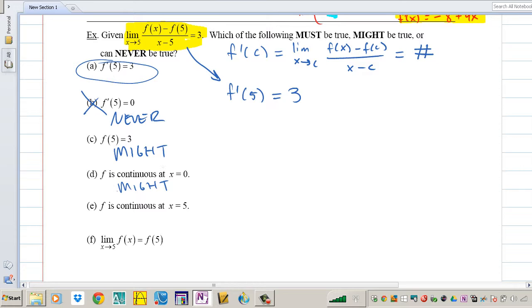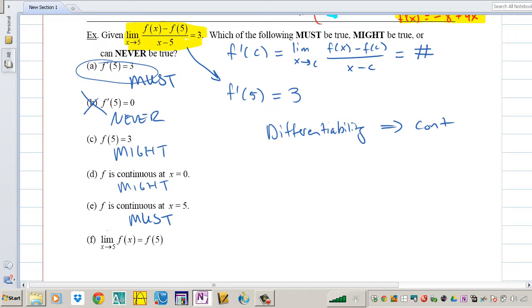Okay, and letter E says f is continuous at x equals 5. Well, if we go back to yesterday's last video, I said that differentiability implies continuity. That means if the derivative exists, then the function must be continuous. So this one is always true. Or let me go with the question, must be true. That one must be true. That one must be true also.